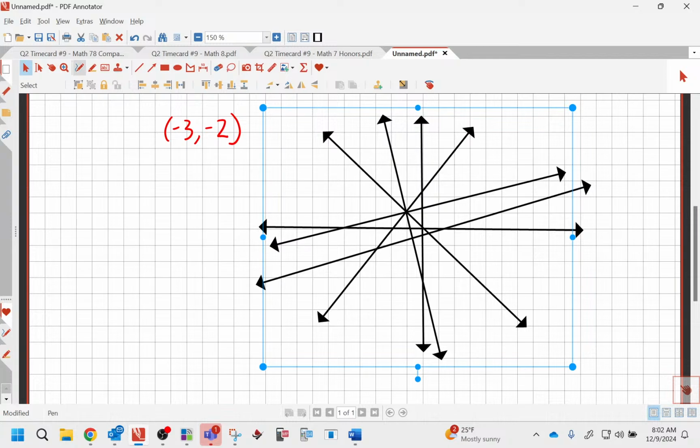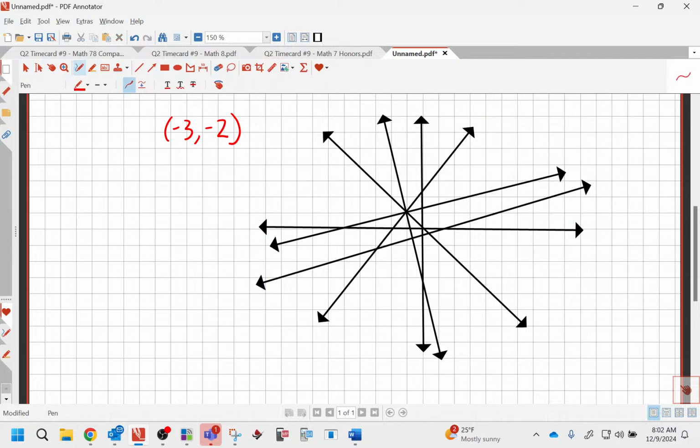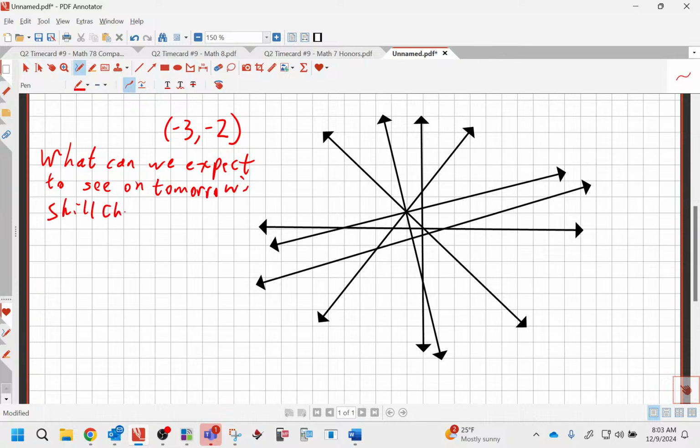Claire, what's the first essential question? What can we expect to see? And I've just shown you. What can we expect to see on tomorrow's skill check? On systems of equations.